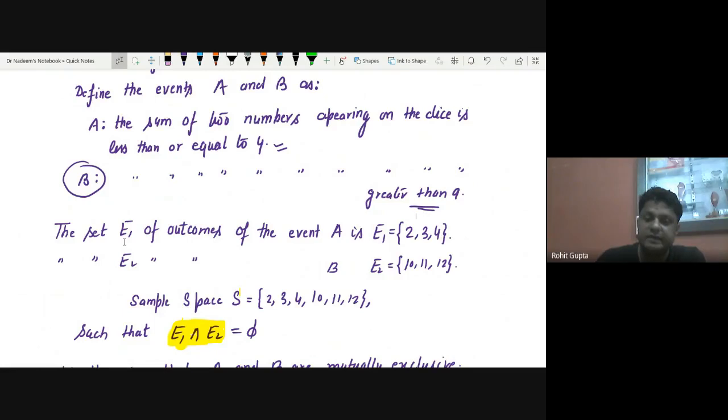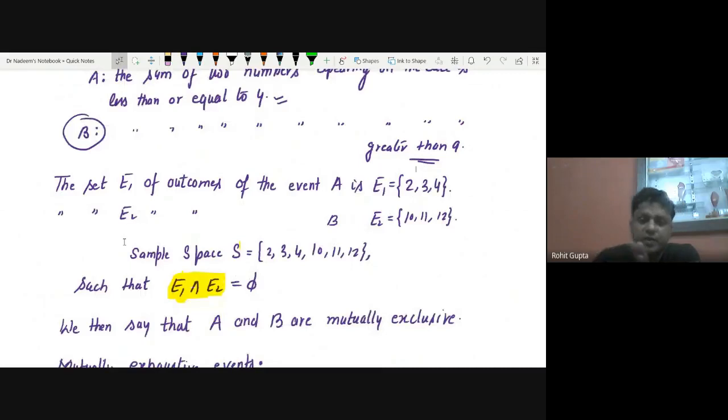If you see, the union of E1 and E2 is not the whole sample space S, and E1 intersection E2 is empty. So if we have two events of a sample space such that E1 intersection E2 is empty, then events A and B are mutually exclusive events. In short, if there are no common outcomes in both events, these two events are mutually exclusive. What do we mean by mutually exhaustive?